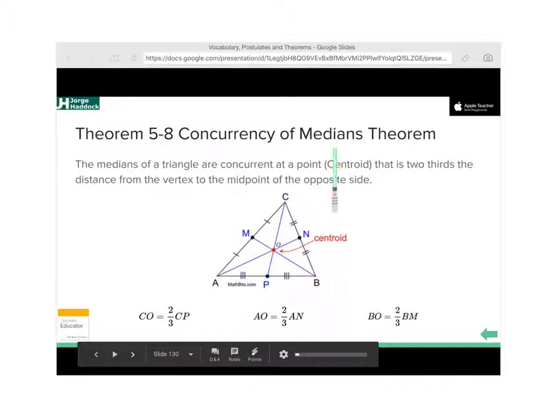In the case of the medians, it's called the centroid, and it's that point where all the medians intersect. So CP is a median, BM is a median, and AN is also a median, right? It says that the centroid is 2/3 the distance from the vertex to the midpoint of the opposite side. So that means that CO is 2/3 of the measure of CP, right? The same with AO. AO is 2/3 of the measure of AN, and BO is 2/3 of BM.